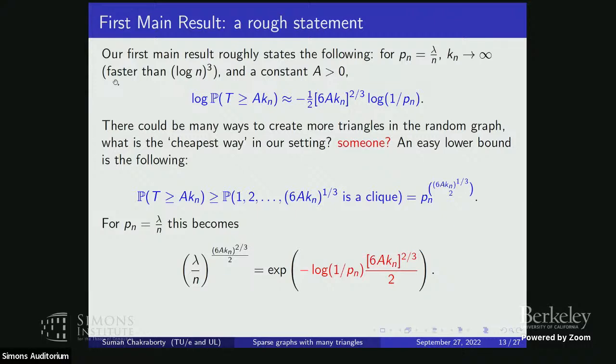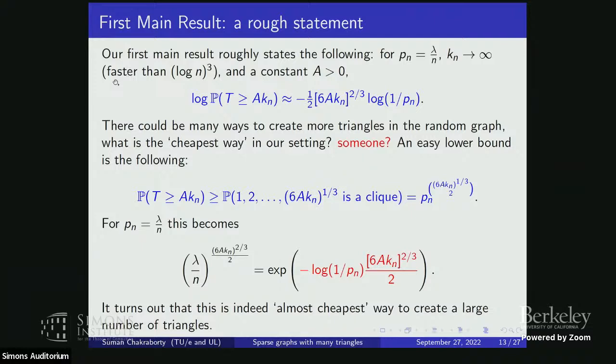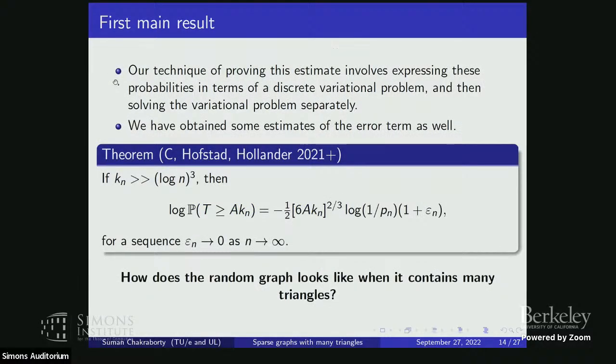So the upper bound is difficult. So this is the cheapest way. Indeed, this is the cheapest way to create the appropriate number of triangles. And for the upper bound, we basically modified the arguments by Harel, Mousset, and Samotij. And we got this result that when Kn is bigger than and growing faster than log n cubed, then this quantity is equal to this, where epsilon n is the error term, and we have some degree of handle on the error term as well, but that is far from optimal. But we do have some handle on the error term.